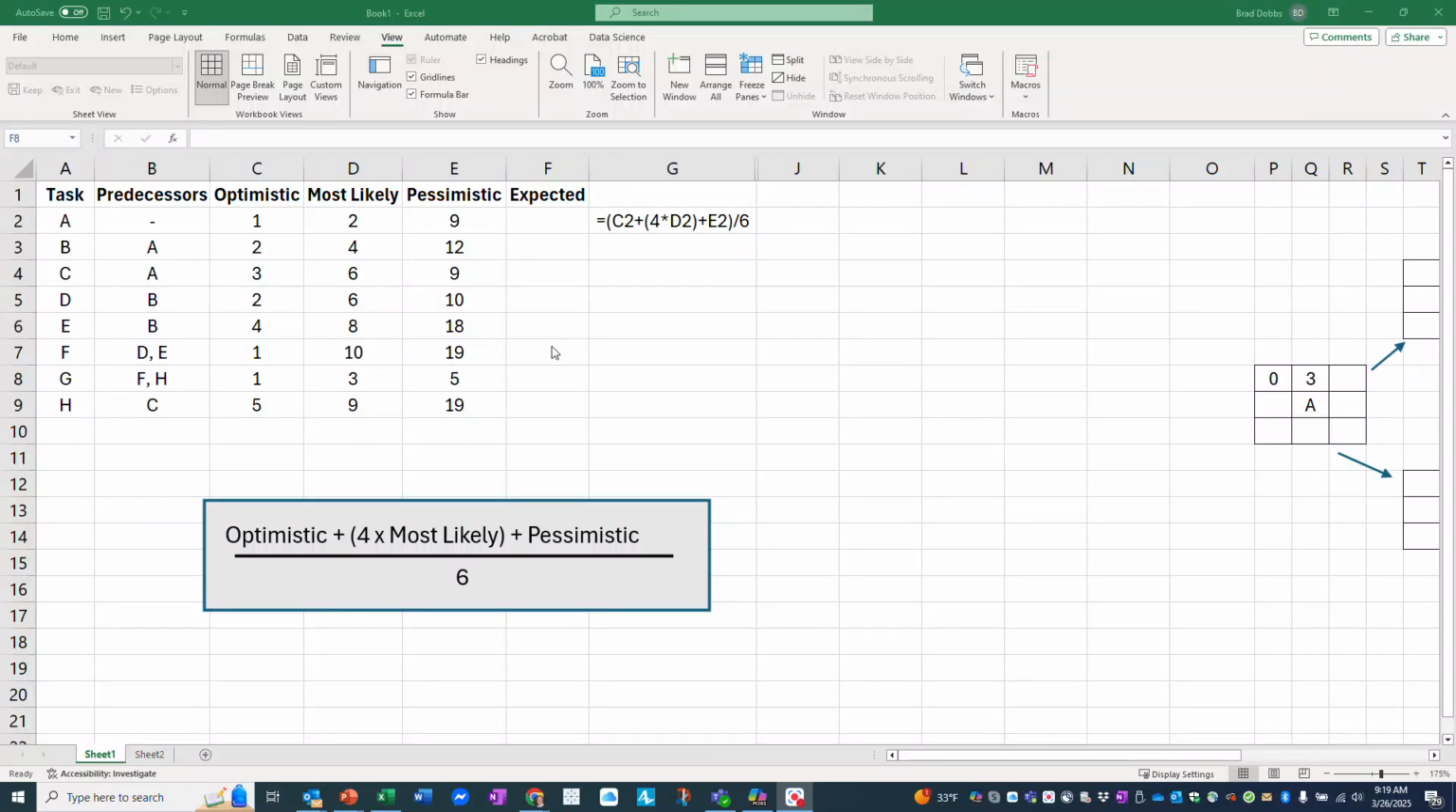In this video, I'm going to go ahead and work through an example of a PERT calculation. So in PERT, we have our optimistic, most likely, and pessimistic times for each of our tasks. We calculate the expected time using the formula optimistic plus 4 times most likely plus pessimistic over 6.